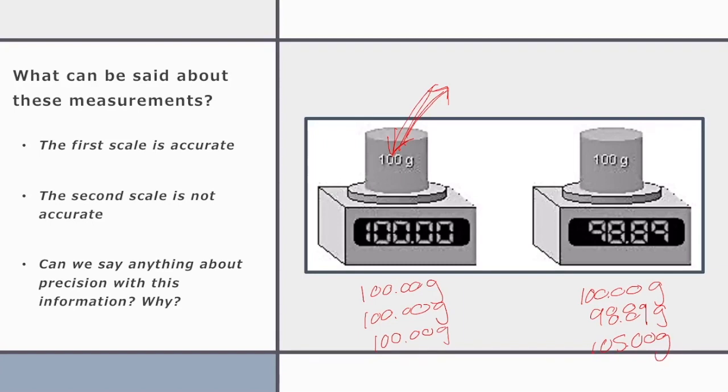And as long as those measurements are close together or identical, then we can say that's a precision. We can say that that's got high precision. And if they're not, if they're kind of all over the place, then that's low precision.